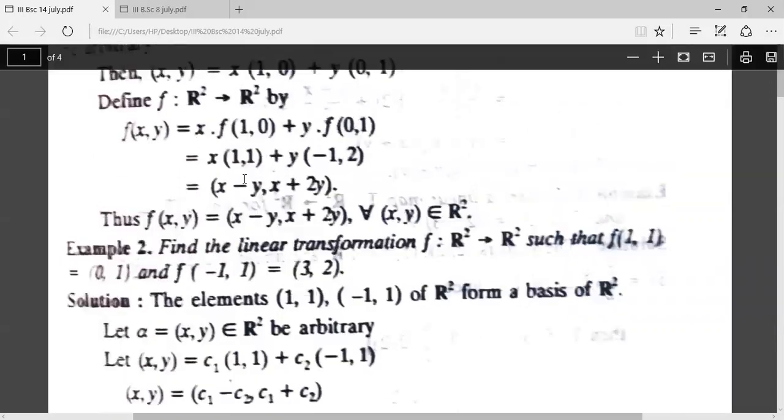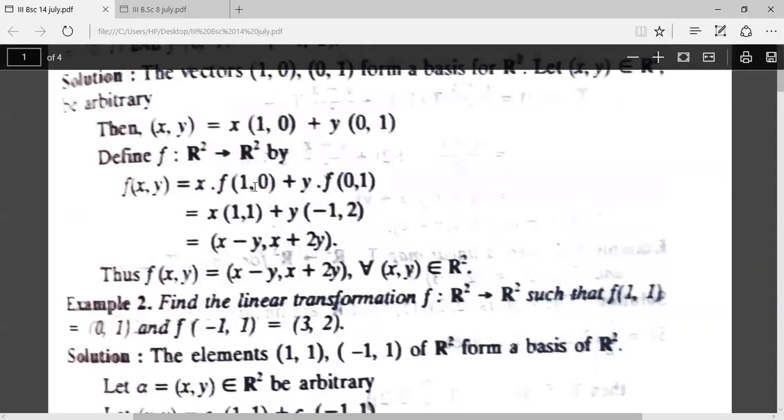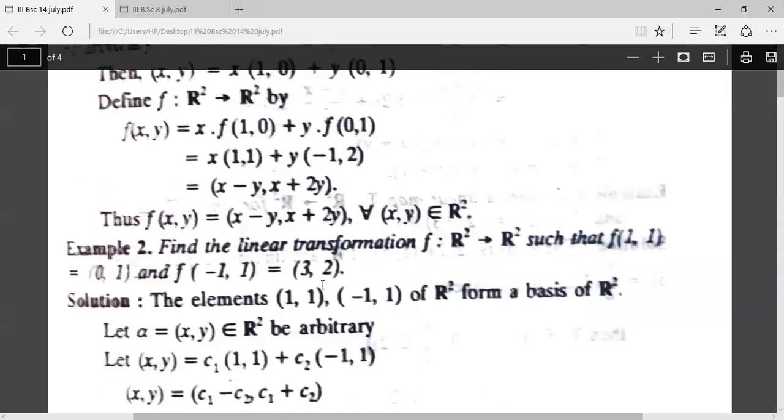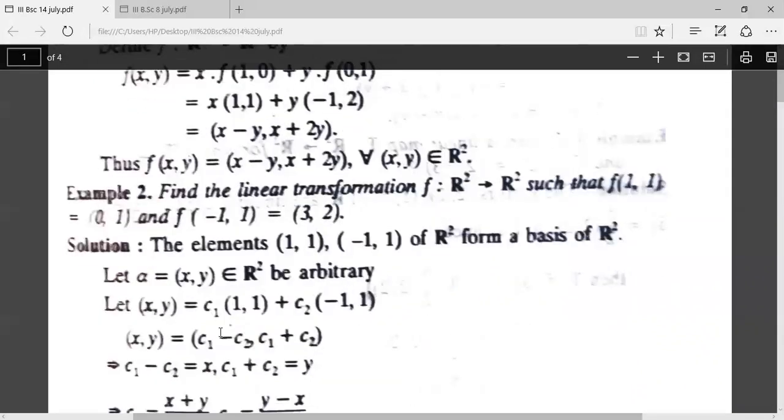In the previous problem, it was easier because we have unit vectors 1, 0 and 0, 1. You can easily write x comma y as x into 1, 0 plus y into 0, 1. But here the basis vectors are different. That is 1 comma 1 and minus 1 comma 1. We do not know C1 and C2 here.